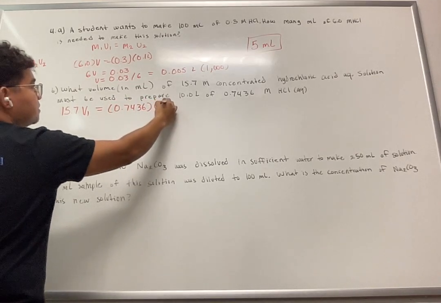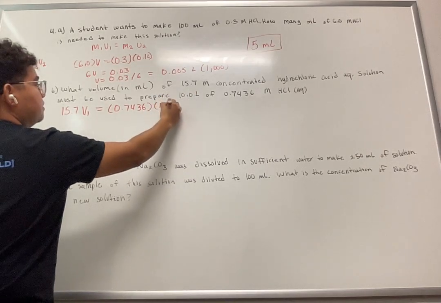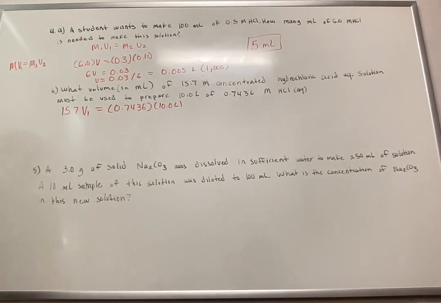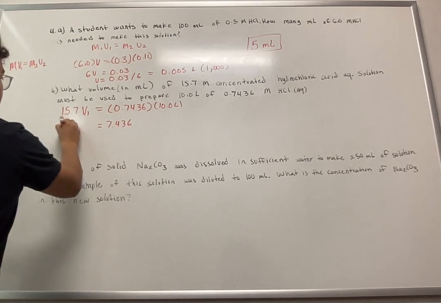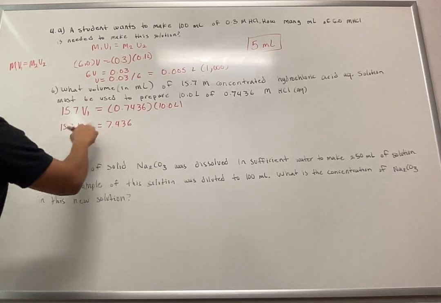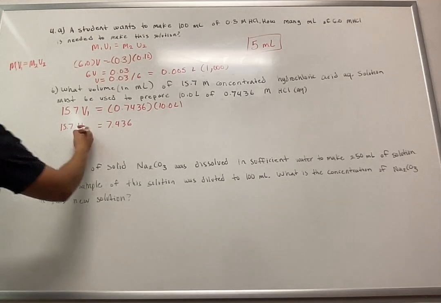0.7436 times 10 liters. Multiplying 0.7436 times 10, we get 7.436. So 15.7 times the initial volume equals 7.436. We divide that. Again, little algebra.